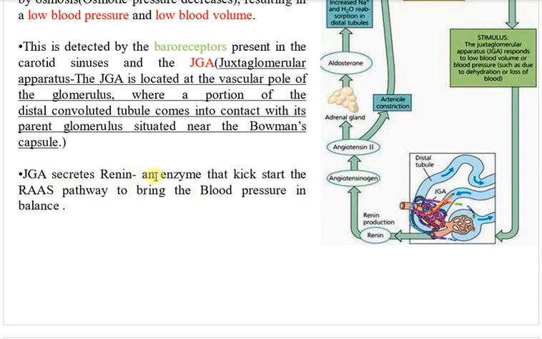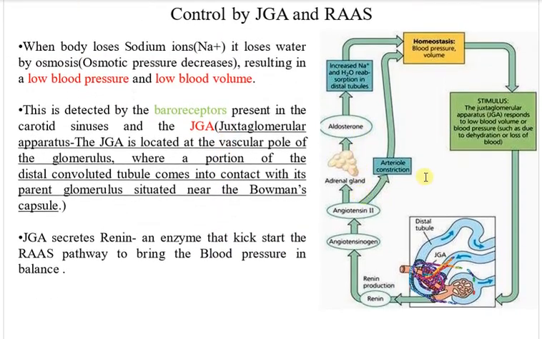The JGA secretes renin. Why is the juxtaglomerular apparatus so important? Because it secretes an important hormone named renin that kickstarts the RAAS pathway to bring the blood pressure into balance. So here is a quick thing. You can see the stimulus: the juxtaglomerular apparatus responds to low blood volume or blood pressure, such as due to dehydration or loss of blood. Okay. So what happened? The JGA secretes renin. Very easy things, these charts.